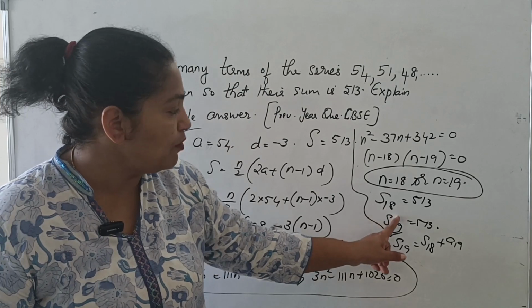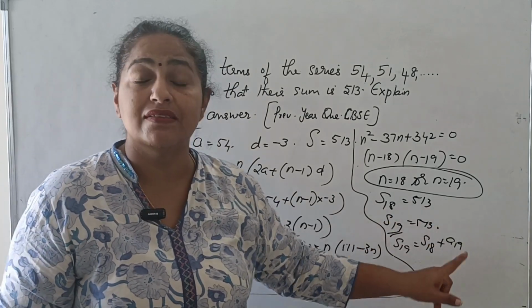That is the reason the sum of 18 terms and the sum of 19 terms is the same value.